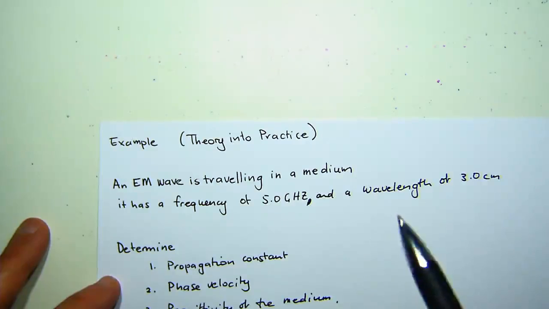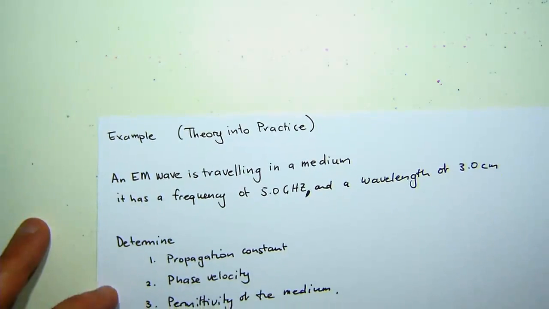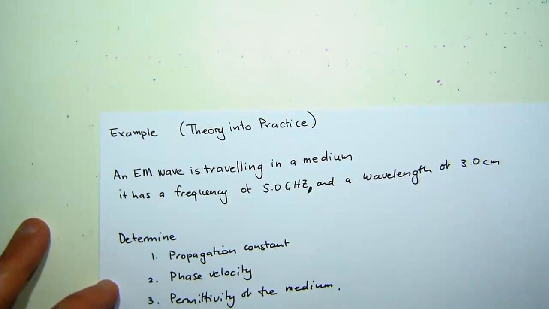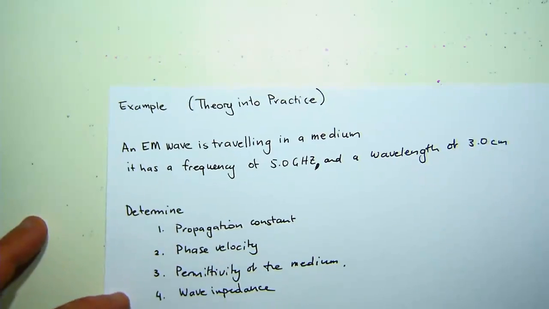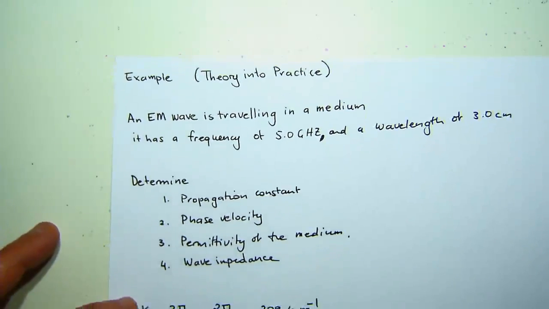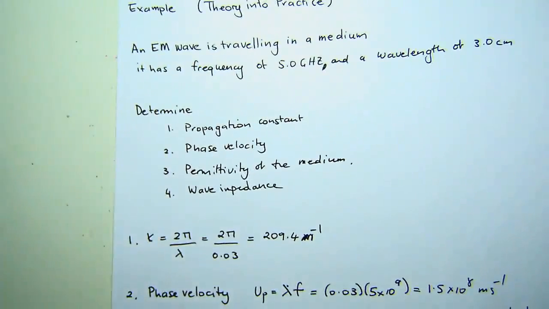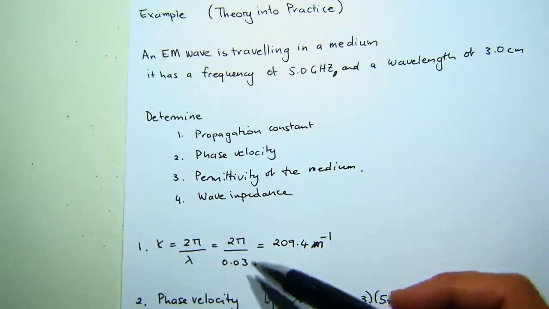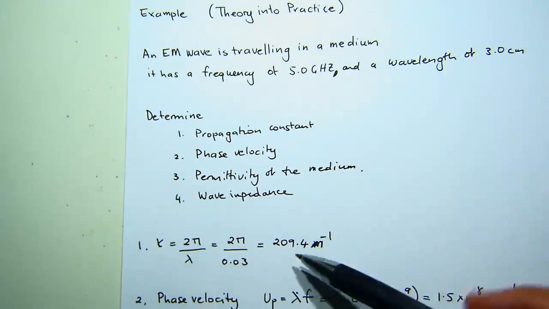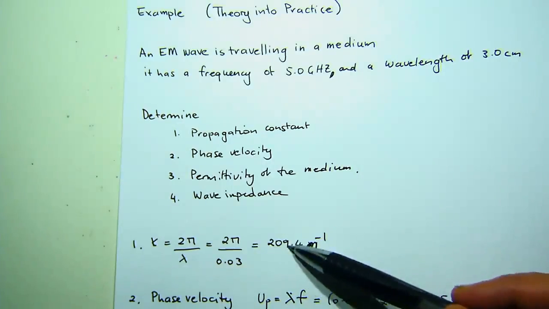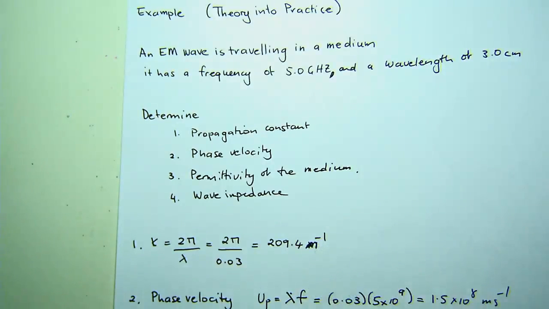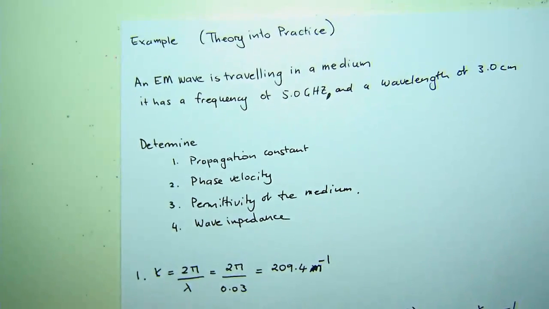Okay, let me take that back. Who can work out what the propagation constant is? Who can remember what the propagation constant of this material is? Sure, it's 2 pi on lambda. We know the wavelength is 3 centimeters, so it's 2 pi on 0.03, so it's 209.4 per meter. Okay, how about the phase velocity?